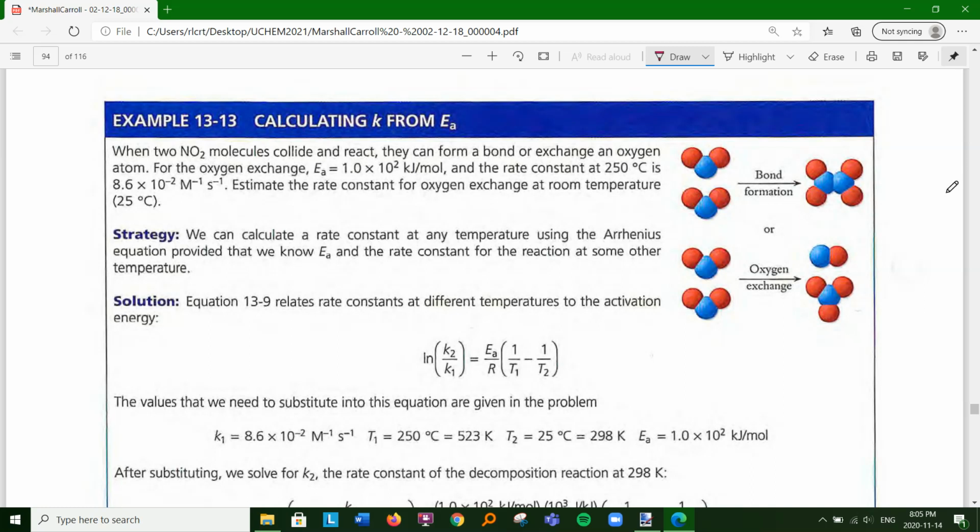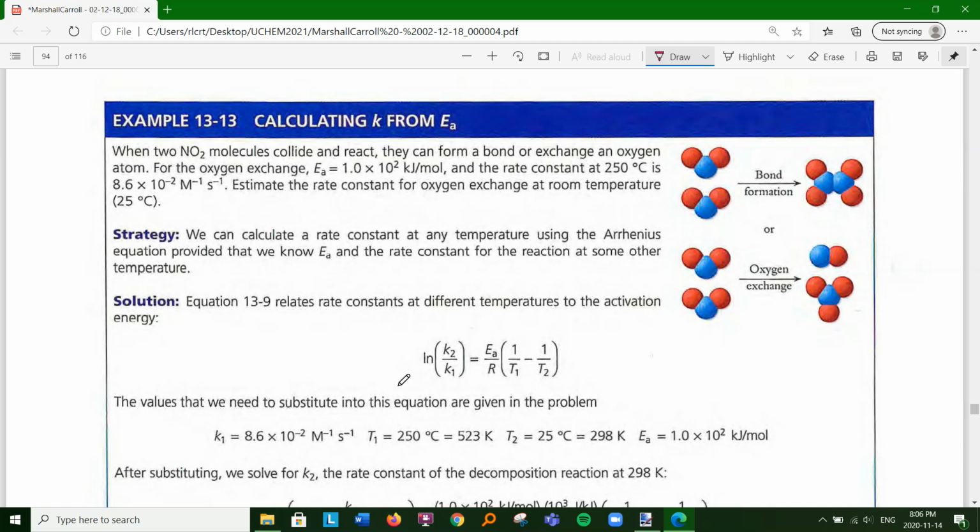Did we do that one? Did we look at 250 degrees? No, we looked at slightly different values than that. But okay, they give you that. So they want you to get the rate constant at room temperature. Okay, so let's just look at the answers here rather than reinventing the wheel all the time.